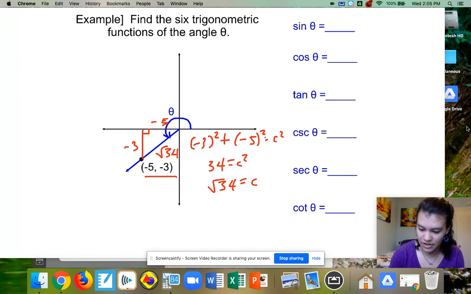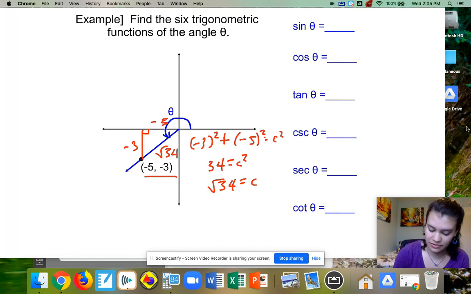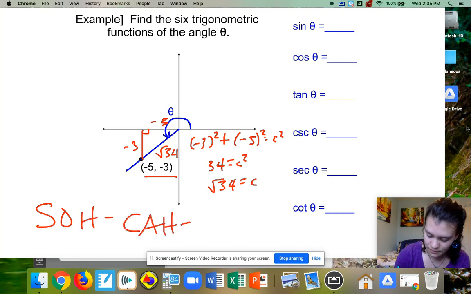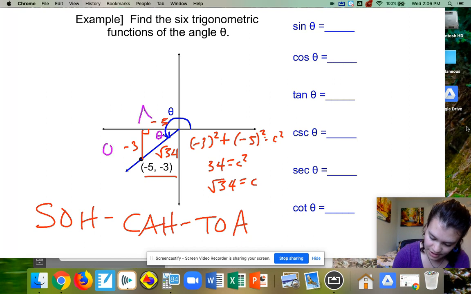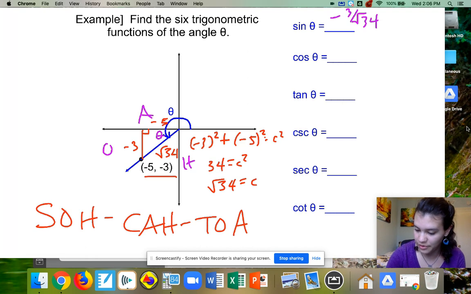And now you can use this triangle to find your sine, cosine, tangent, etc. So sine is opposite over hypotenuse. I'll write the SOHCAHTOA down here again so you have it. So opposite over hypotenuse, switch colors, here's our angle, here's your opposite, adjacent, and hypotenuse, or you can do y over r, so -3 over root 34, -5 over root 34 for your cosine.